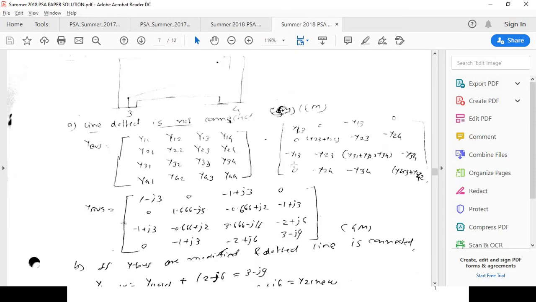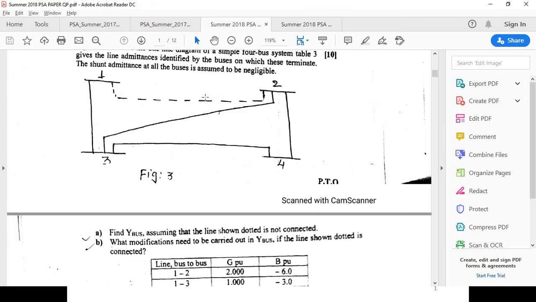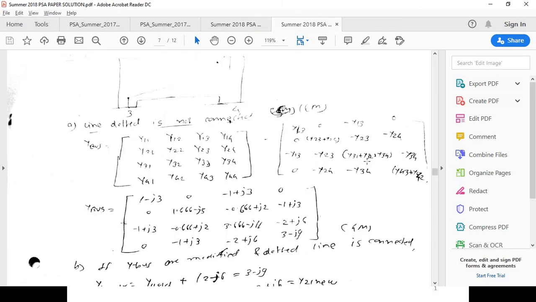Then Y31 is equal to Y13, that is minus Y13. Y32 is equal to Y23, that is minus Y23. Then Y33 is the positive sum of all the admittances connected to bus number 3. Here bus number 1, 2 and 4 are connected to bus number 3. So Y33 is the positive sum, that is Y31 plus Y32 plus Y34. Then Y34 is equal to minus Y34 because bus number 3 and 4 are connected.